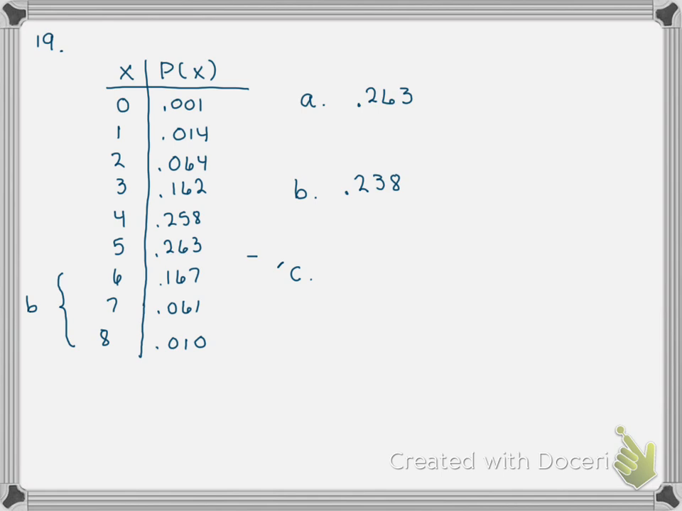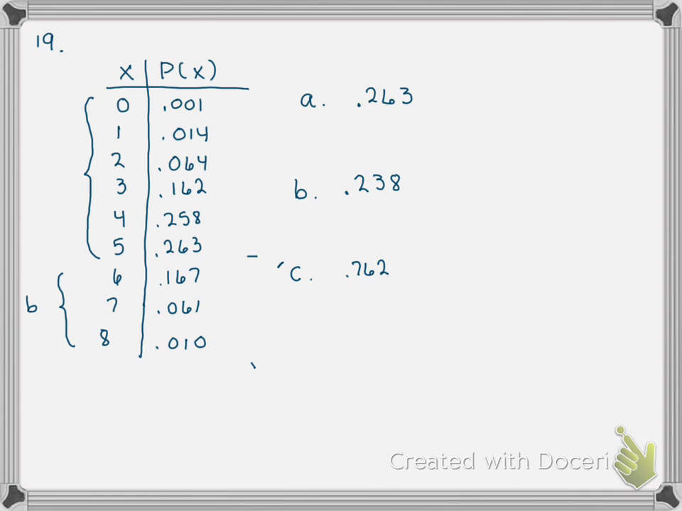And then part C, you're looking at most 5. That means everything less than 5 and including 5 will give you the answer to C. Add up all of those probabilities, all 6 of them, and that should give you 0.762. So definitely check that and make sure that you get those same numbers.